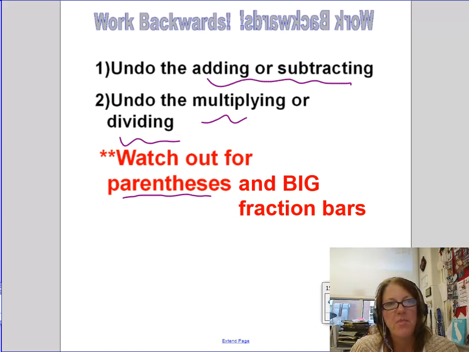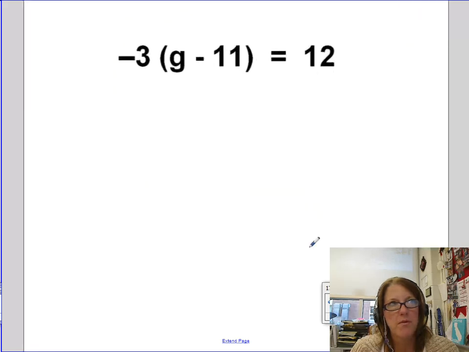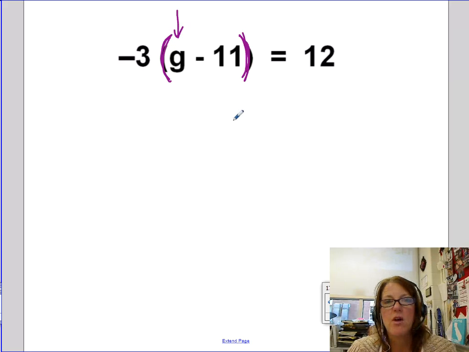All right. So here we go. Example number 1 is this one: -3 times this whole quantity, with big old parentheses around g minus 11, equals 12. Here's my variable, the beautiful letter g, but right now it's trapped inside here. Think of the gatekeeper or the troll that's holding our variable captive as this -3.